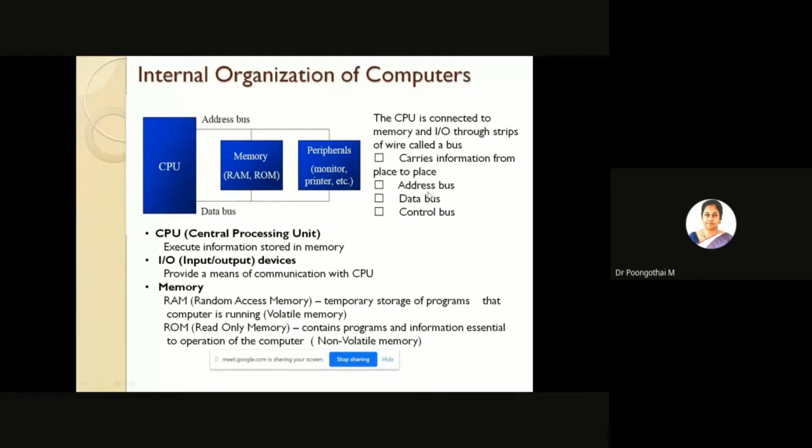Address bus means it will carry address information. Data bus means it will carry data information. The address bus is unidirectional. The data bus is bidirectional. And the control bus is used to carry control information, like memory read signal, memory write signal, IO read, and IO write.